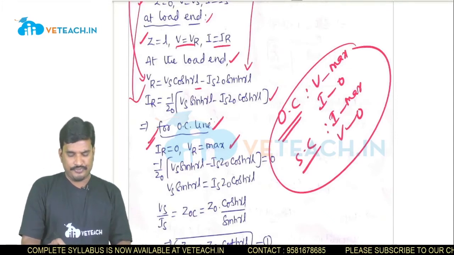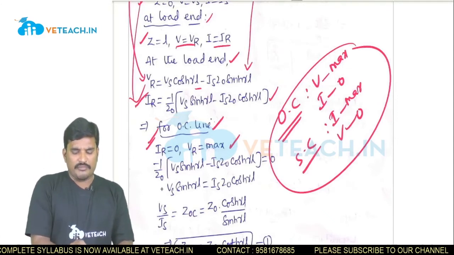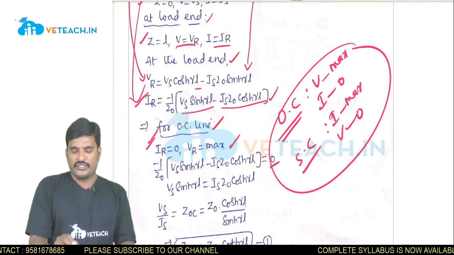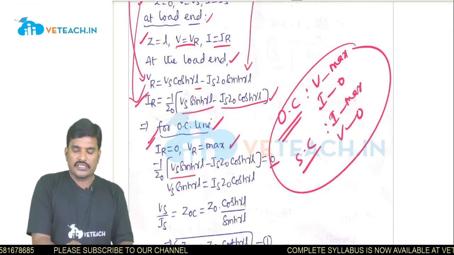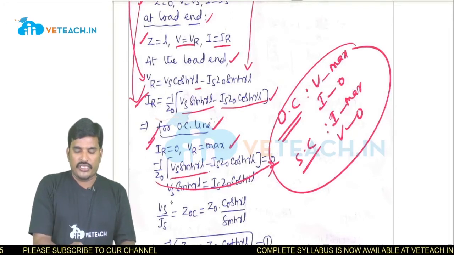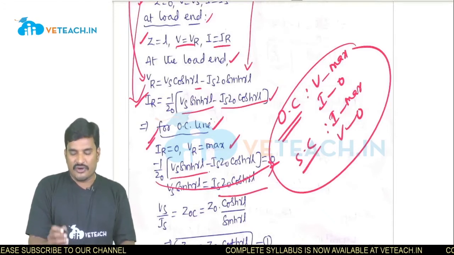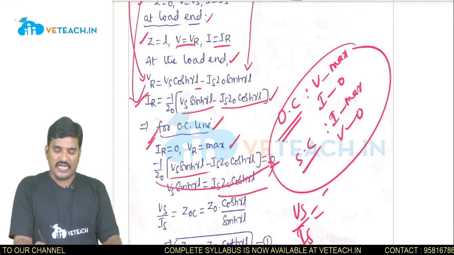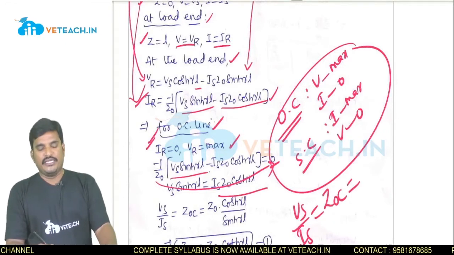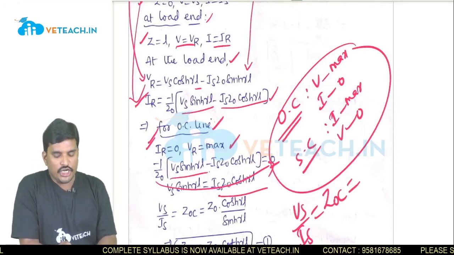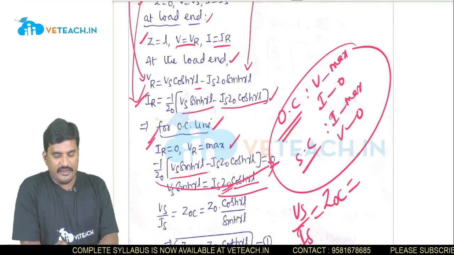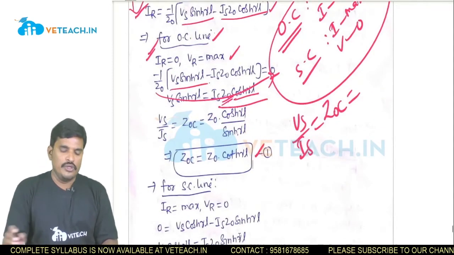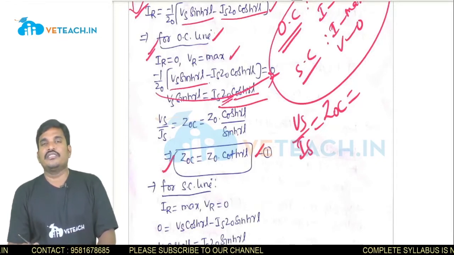So take that IR value: minus 1 by Z0 Vs sinh γL minus Is Z0 cosh γL is equal to 0, or Vs sinh γL is equal to Is Z0 into cosh γL. That means Vs by Is, which is exactly the open circuit impedance ZOC, is equal to Z0 times cosh by sinh, which is coth γL. Finally I got ZOC is equal to Z0 into coth γL.